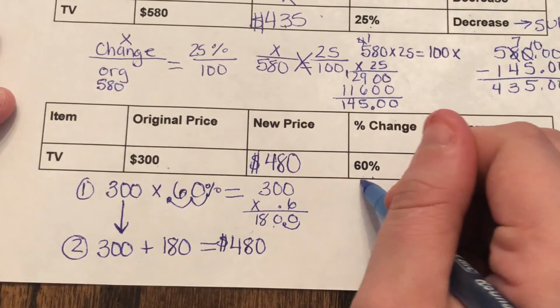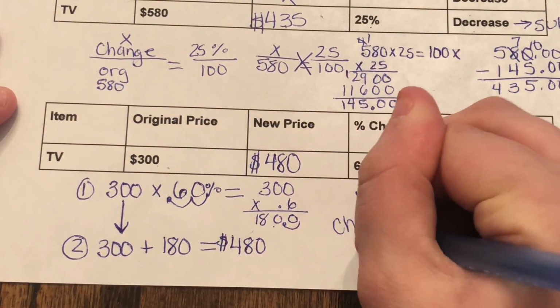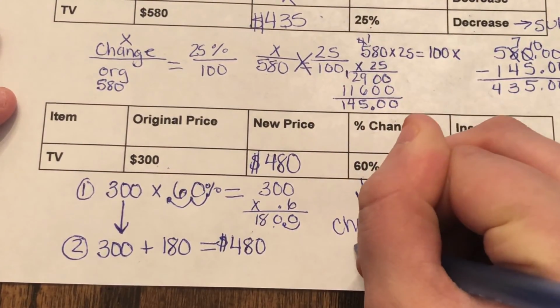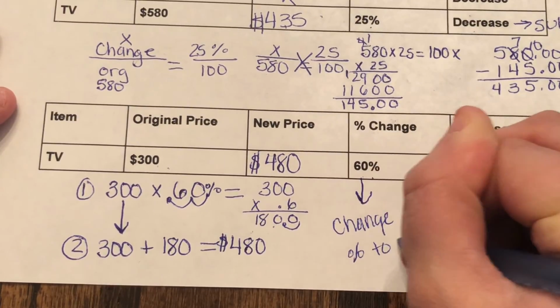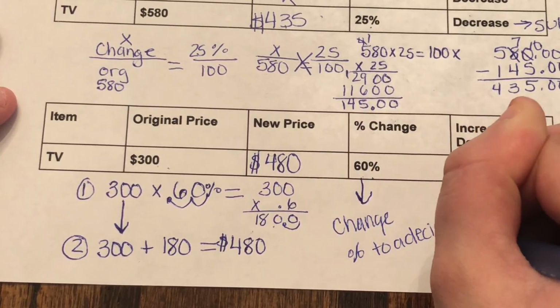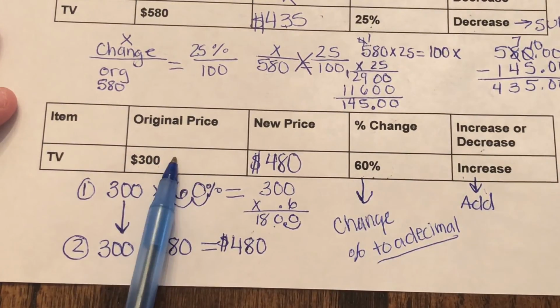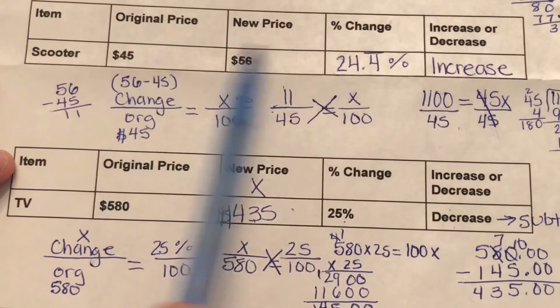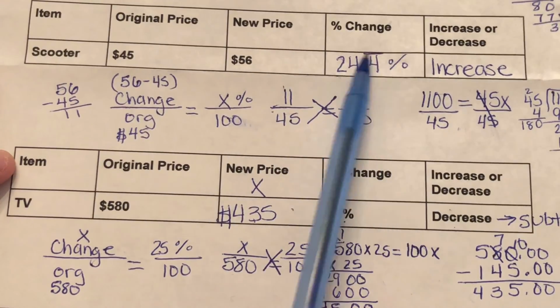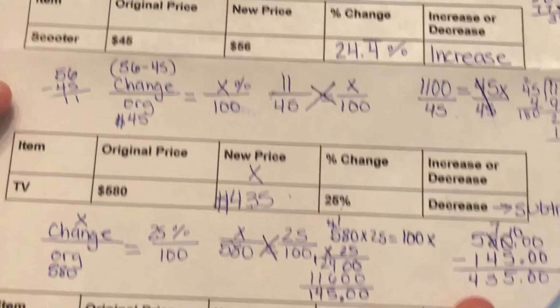You just need to remember to change the percent to a decimal. And you can only do this when you know the percent of change and the original price. We couldn't do it for original price and new price because we do not know the percent of change, okay?